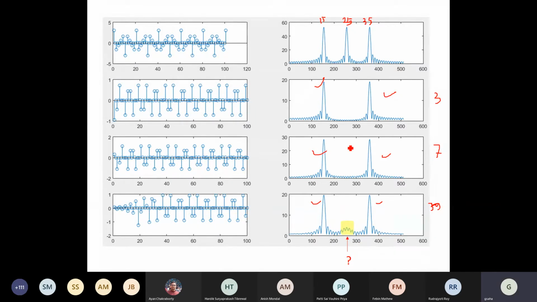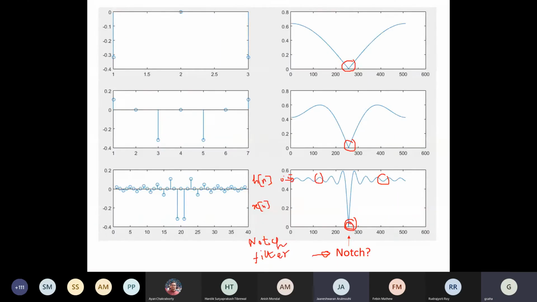Any other view? Any other point? Maybe as we increase the filter order, means as we increase the number of points in the filter, we are getting a better single frequency selector, and thus we see an up notch towards the other values. Just because if you increase the order, this is better. This is 39. So only a single frequency.